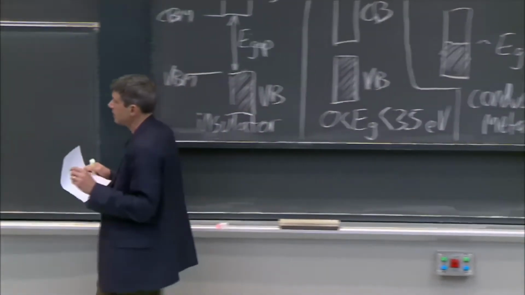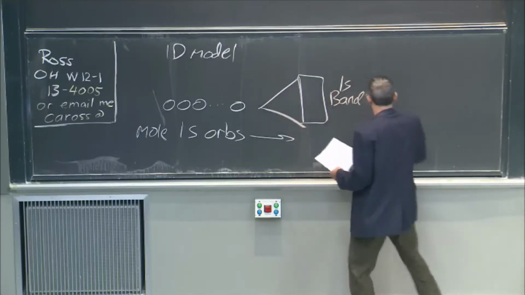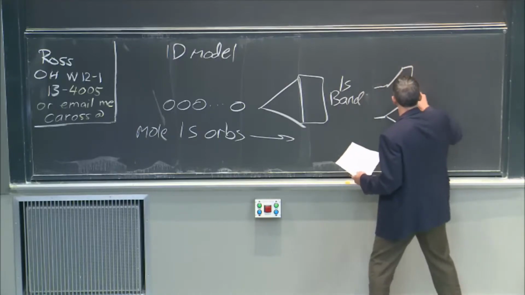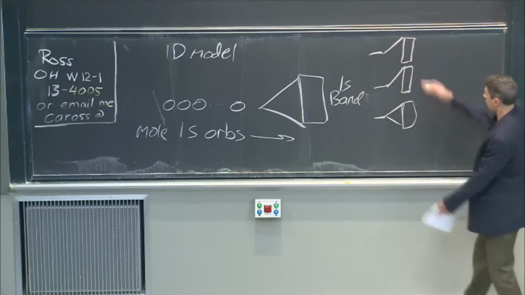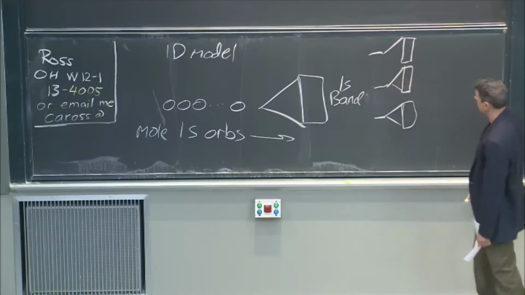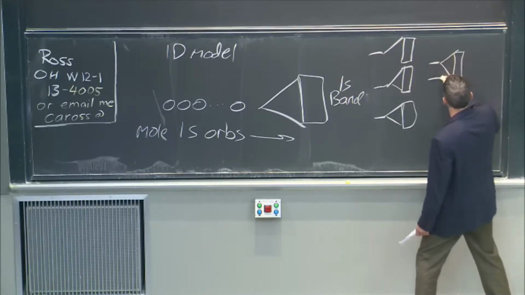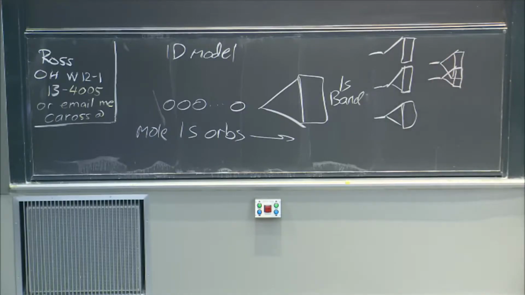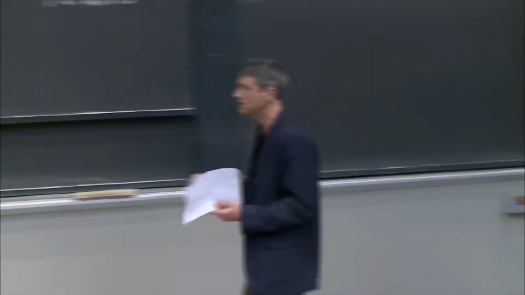Whether you get a 1s that forms a band like this, and then a 2s that forms a band like this, and then maybe 2p like this, or whether there are breaks in them, or maybe these overlap, so you get something like that, all that depends on more than just those atomic orbitals. It depends on how these things are bonded.